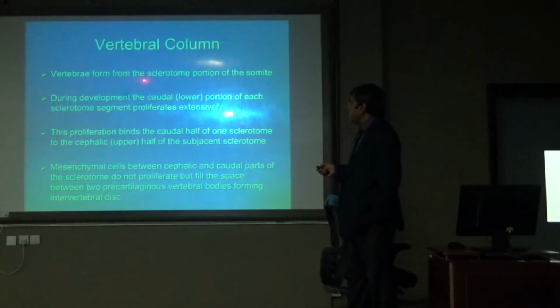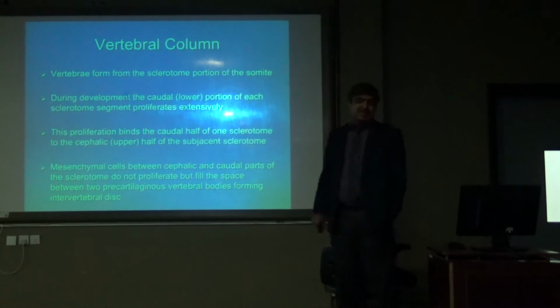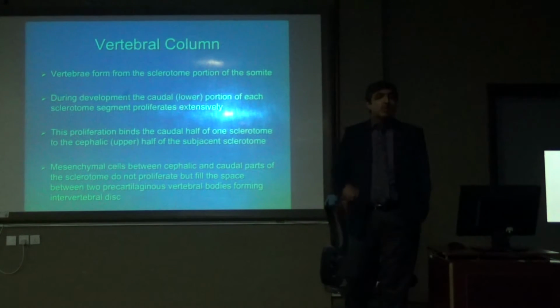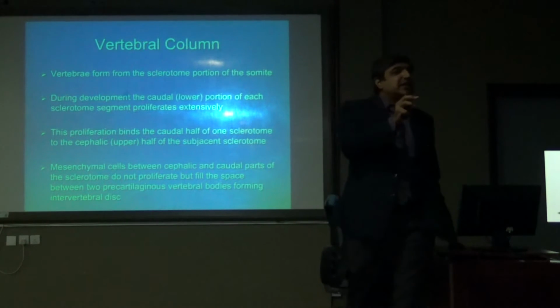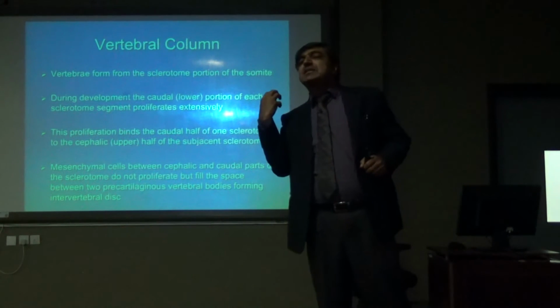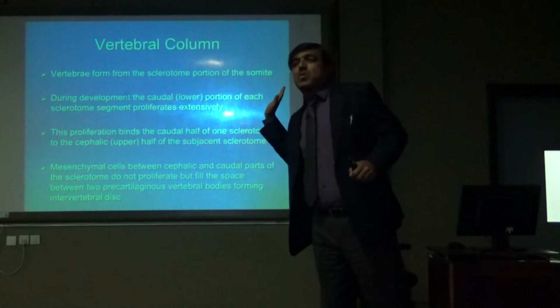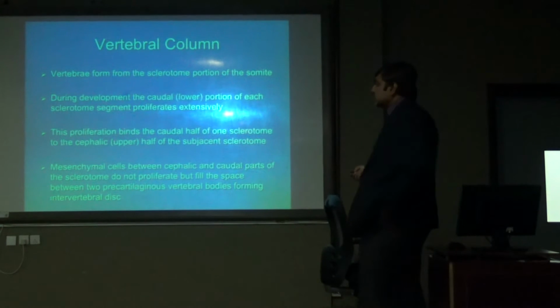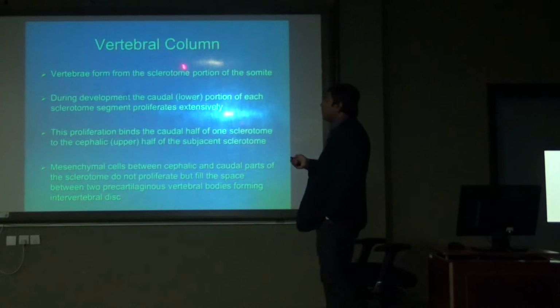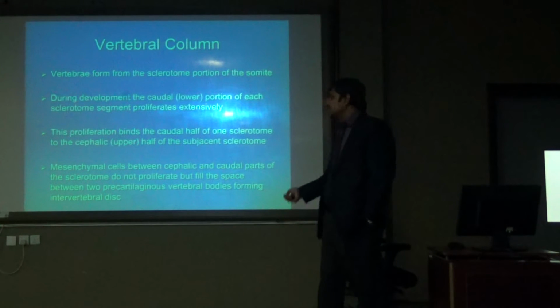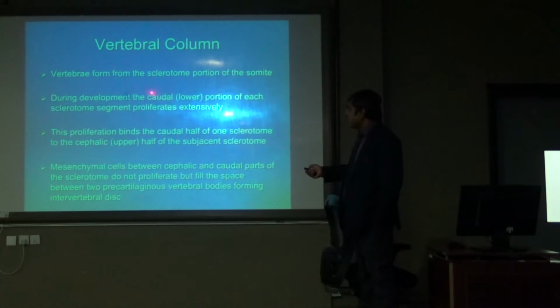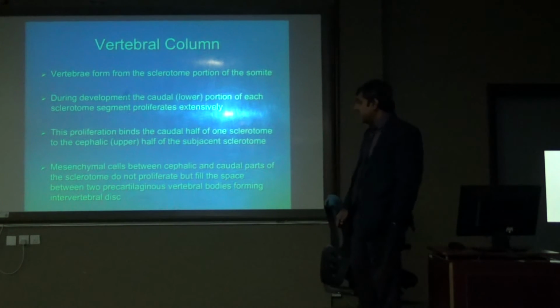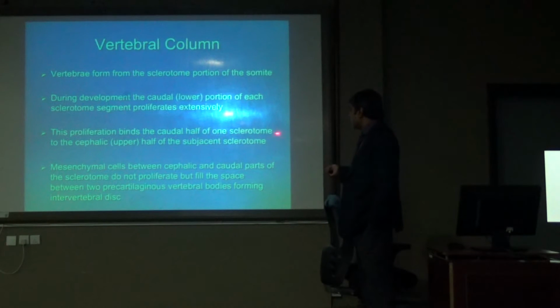Vertebrae form from the sclerotome portion of the somites. The somite has two portions. Ventromedial is sclerotome. Dorsolateral is dermomyotome. We are not talking about dermomyotome at this stage; we'll talk about myotome in the development of the muscles. During development, the caudal, meaning lower, portion of each sclerotome segment proliferates extensively. This proliferation binds the caudal half of one sclerotome to the cephalic half of the next.